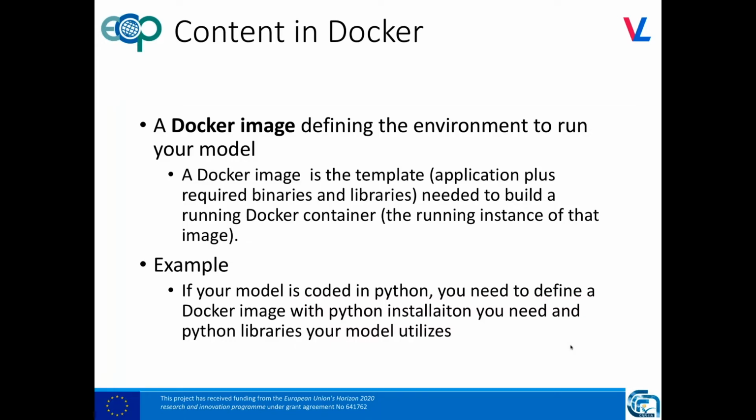What's expected in Docker for the VLAB? In Docker, we expect to find a Docker image. A Docker image is essentially a template for the Docker software. And this template tells the Docker software which are the required libraries, the required binaries needed in order to build a Docker container, which is essentially a running instance, a virtualized, if you want, running instance of the image.